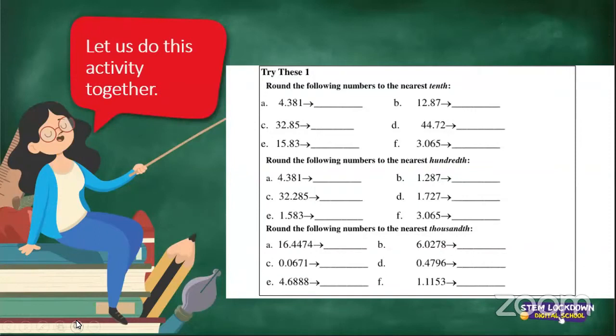All right, C, I see people have 0.067. That's the correct one. And D.